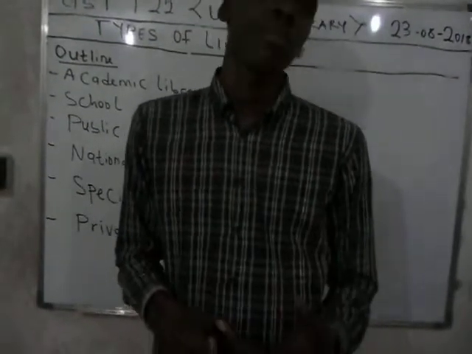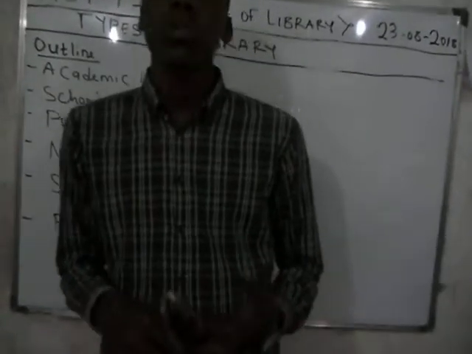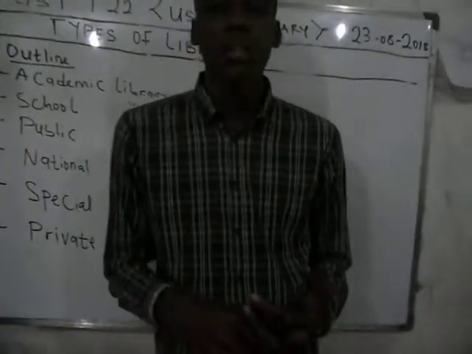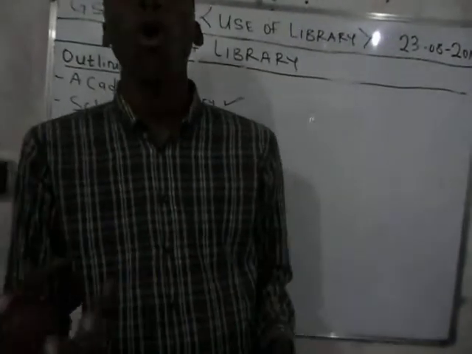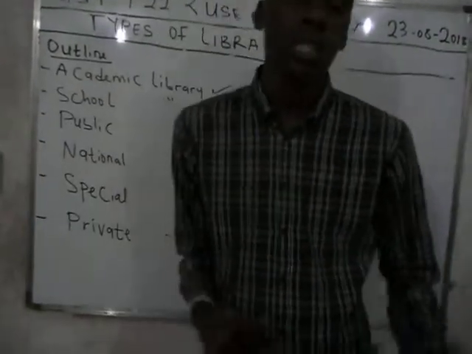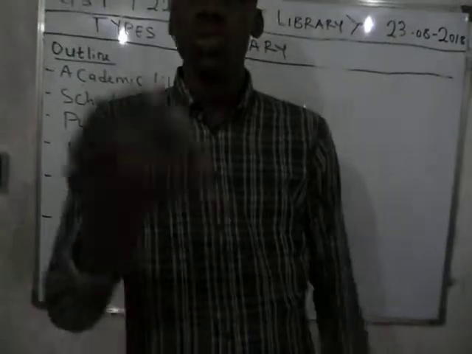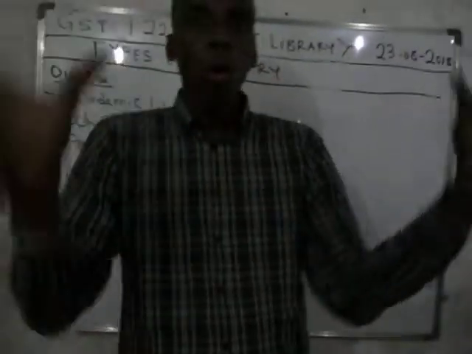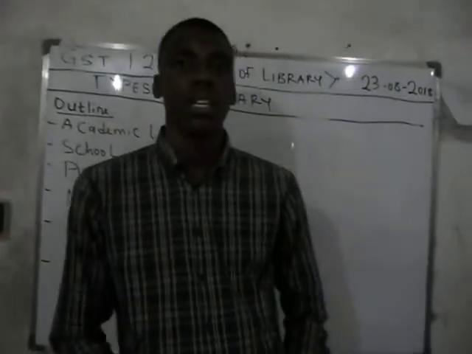Now, what is the problem of a school library? A school library has its major challenge as that of space, space to establish the library. Another problem with the school library is that of poor funding. The school library is not being funded. Then another issue is poor collections. It doesn't have the number of books required.